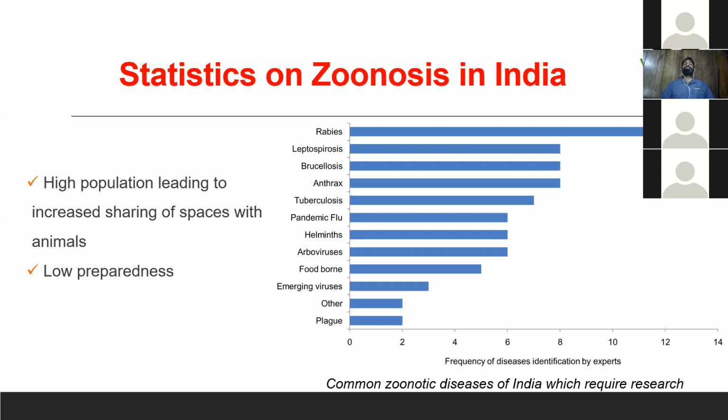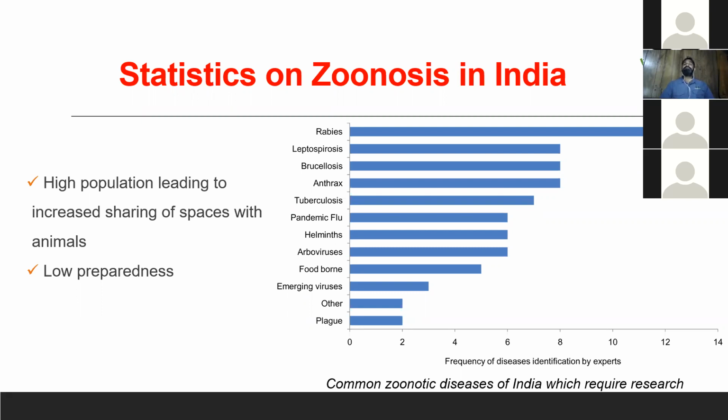And the other fact is the low preparedness. As long as we understand all these zoonotics, we will definitely be strict in our approach towards handling preventive measures. If we are not aware of the disease potential, the reasons, or the risk factors involved in any emergence of zoonosis, then definitely we'll have to face some kind of tragedies, like even the current SARS-CoV-2.